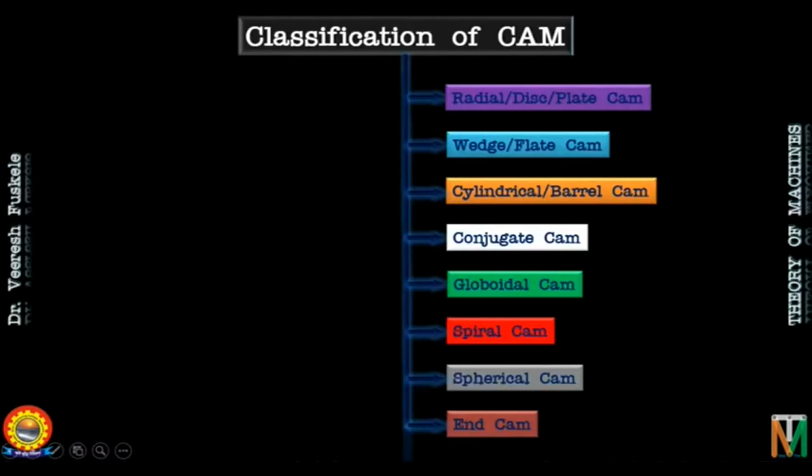So this is the classification of the cam. We have various cams depending on the types of motion, type of shape, and also according to the follower motion, each of which have specific applications. So this is all about today's lecture. I hope you have understood the various types of cams. In the next lecture, we will see the classification of the follower.